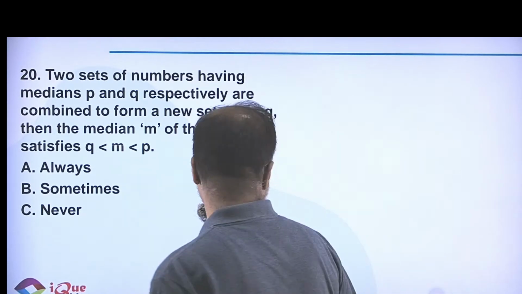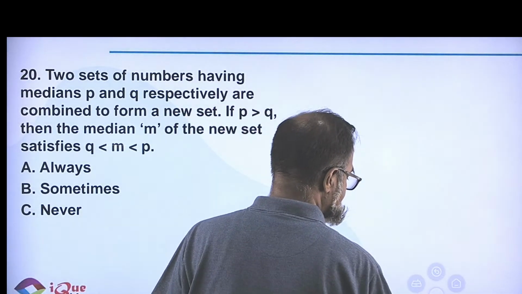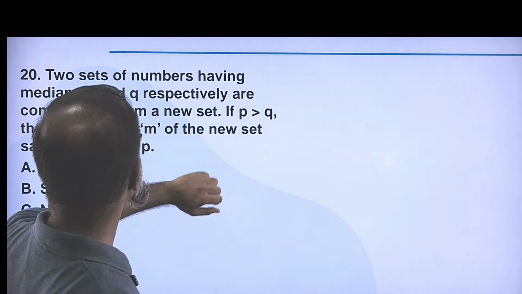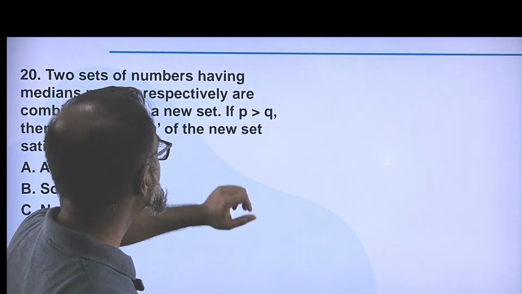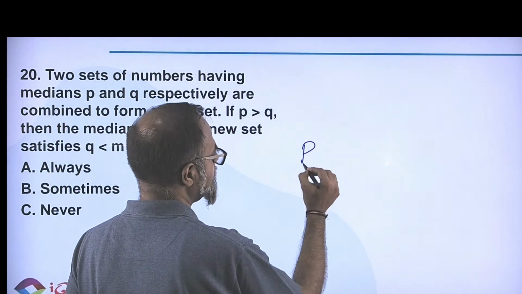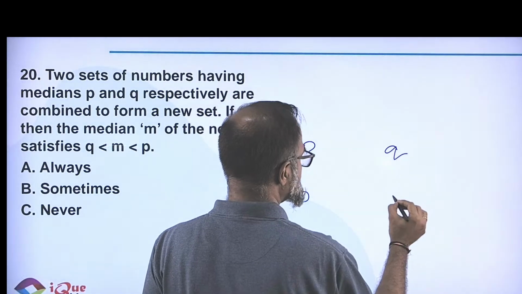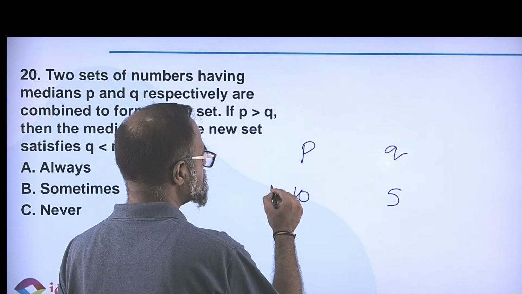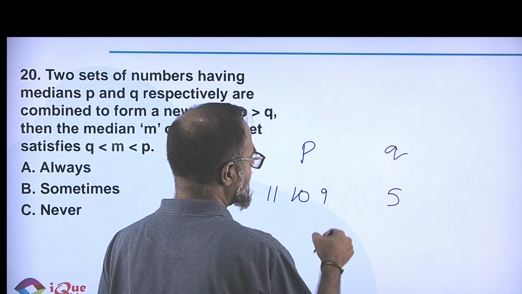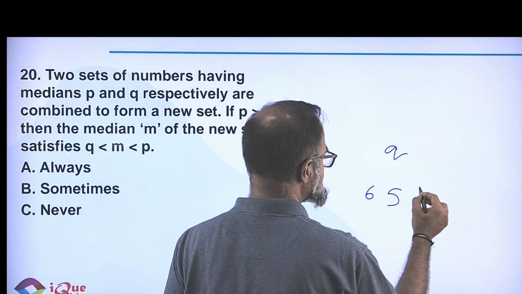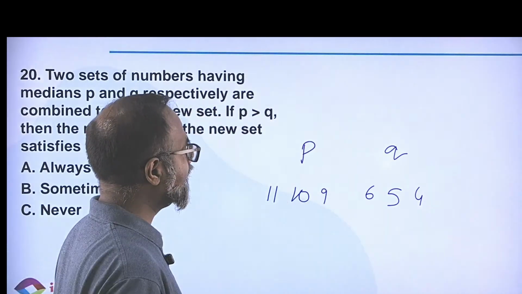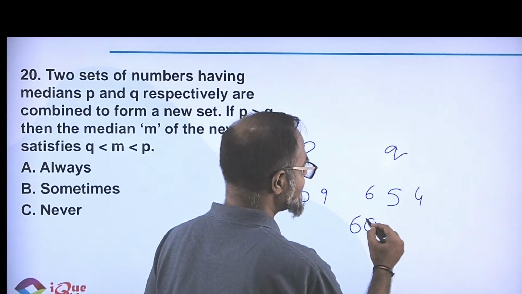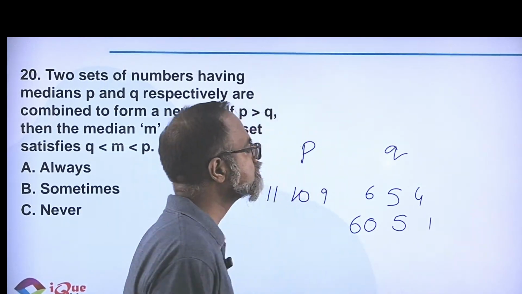Why? Because let us say that I have P greater than Q, right? And P and Q are the medians. So let us say P is equal to 10 and Q is equal to 5. So P is greater than Q. P is the median of one set. So let us say this is the median of 11, 10 and 9 and this is the median of 6, 5 and 4. But what if I have this as the median of 65, 10 and 1?